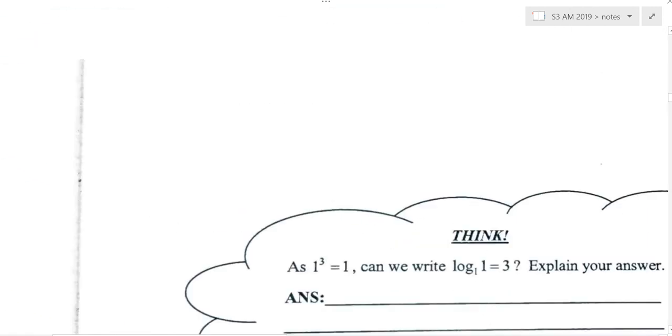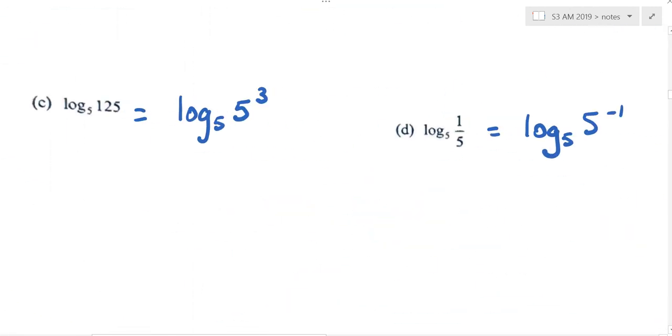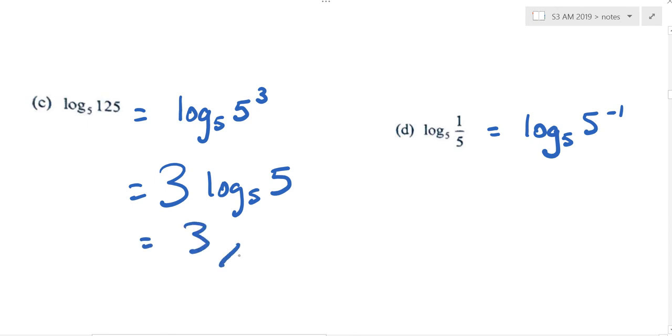This 5 here, there's a power 3. What can I do with the 3? Bring down. Bring down, how do I rewrite? This will be equal to what? 3 log base 5 of 5. And what is log base 5 of 5? 1. Answer is 3. Happy? Why? Because log base 5 of 5 is what? 1. Can follow?